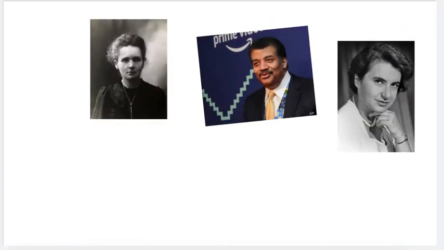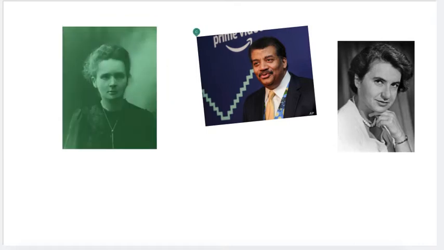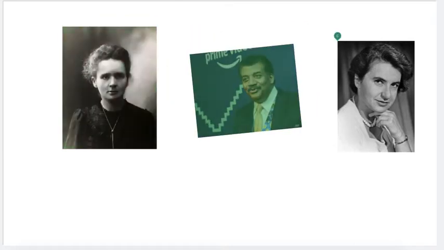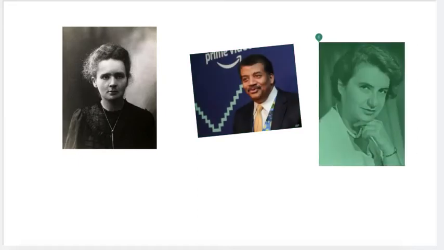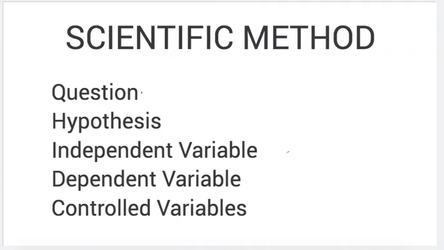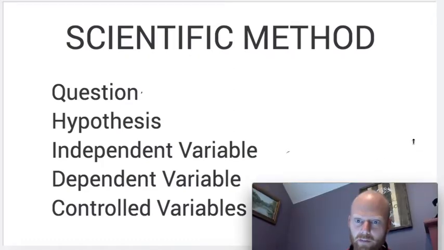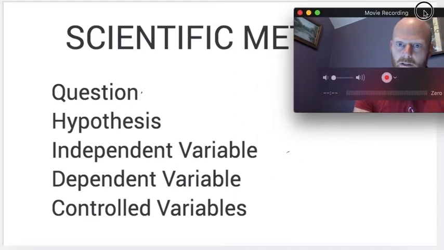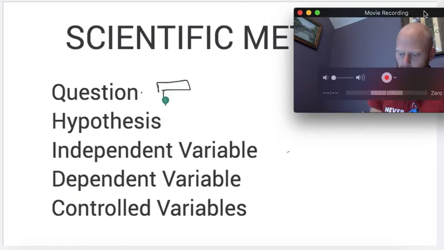And so thinking about the scientific method, all these people use the scientific method. We have Marie Curie and Neil deGrasse Tyson and Rosalind Franklin over here. And they all use the scientific method to find answers to science. So the scientific method starts with a question. And that's really important. So if we think back to our question, we had a plant and we were wondering, how does music affect the plant's growth?